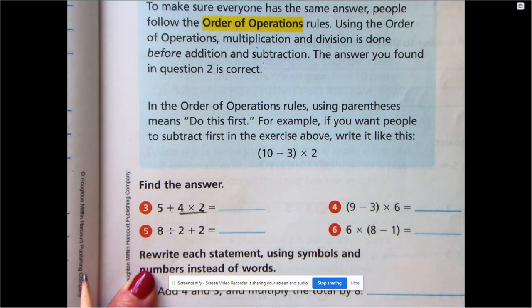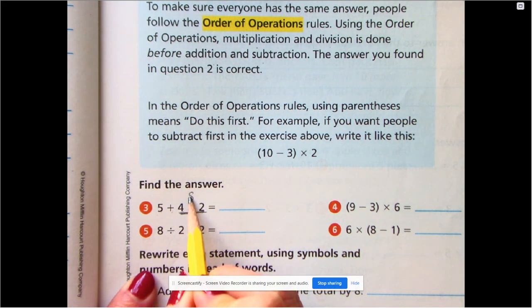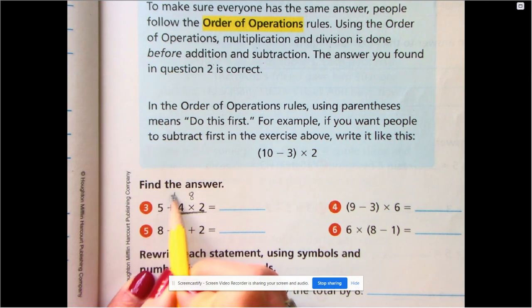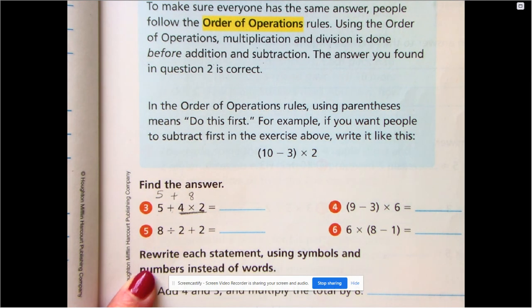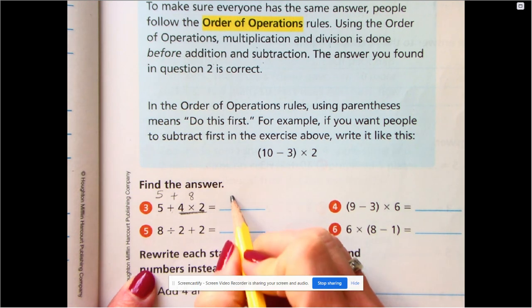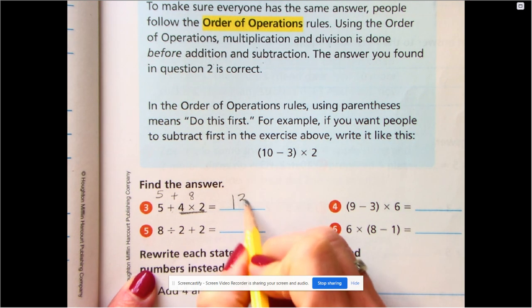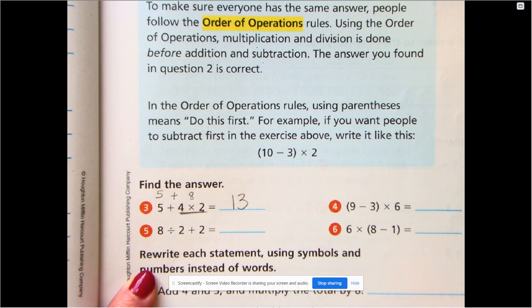4 times 2 is 8. And then I'm going to add that 5. Okay, if I have 8 and then I count on, I'm going to end up with 13. Now look at number 4.